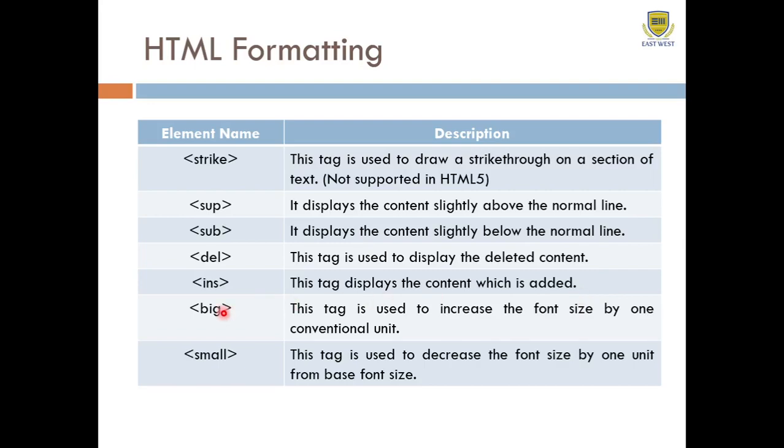The next is a big tag. So this tag is used to increase the font size by 1 conventional unit. So if I have a normal text with a normal font, and I use the big tag for a particular set of statements, it will increase the font size by 1 conventional unit. Next, small. So this tag is used to decrease the font size by 1 conventional unit from the base font size.